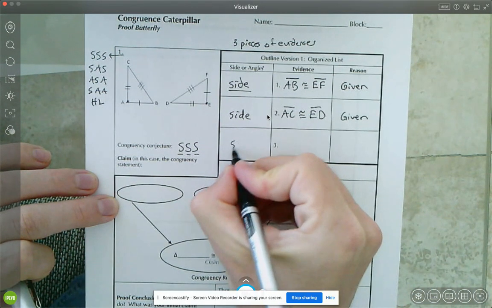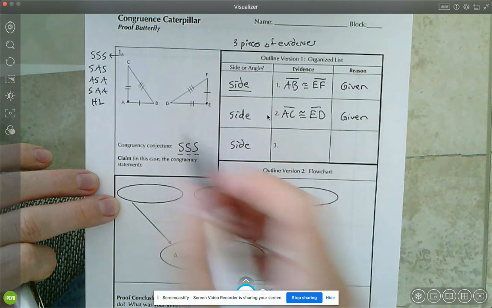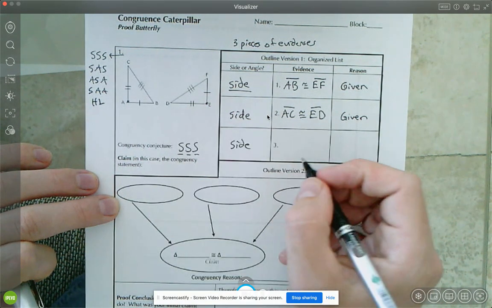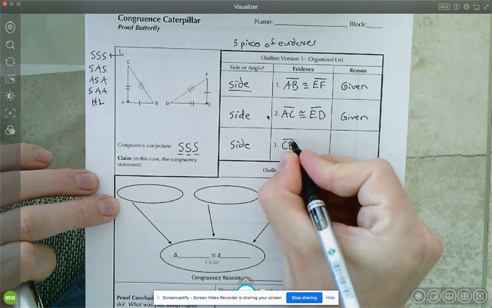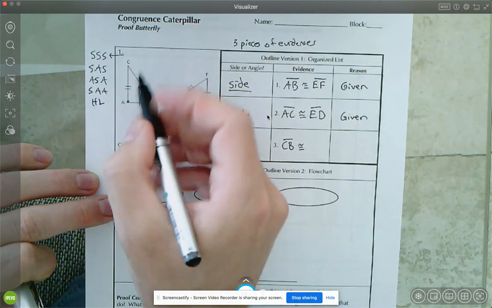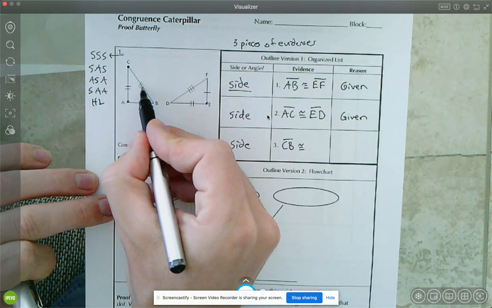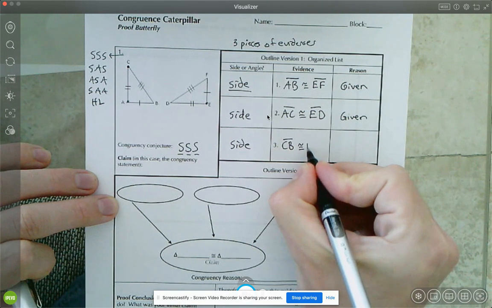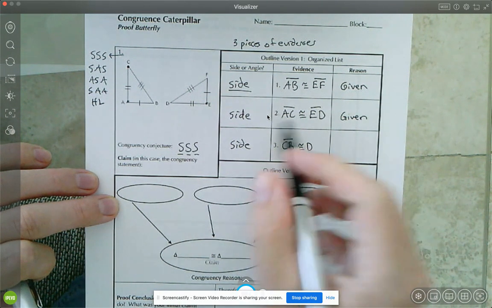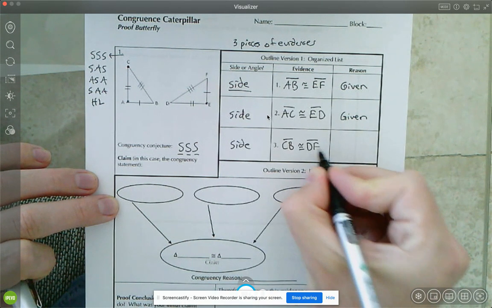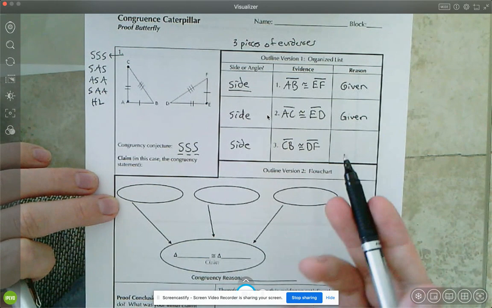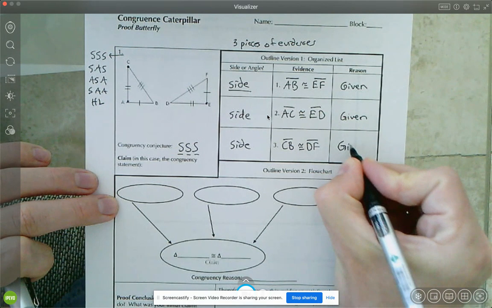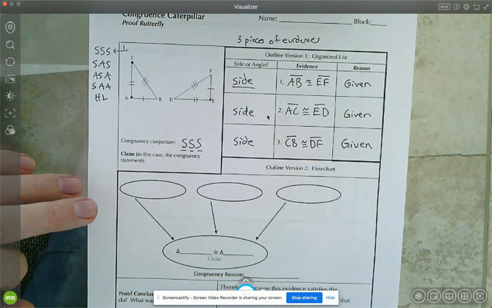Our third piece of evidence is another side. We did the one, we did the two, let's do the three dashes now. I'm going to start with CB, okay? Side CB is congruent to side... now let's see. C is in between the two dash and the three dash, and in between the two dash and the three dash I see a D. So D is the corresponding point. So side DF is congruent to side CB. And why is this true? Again, this is true because it's literally given to us in our diagram. That won't always be the case here. Another given. One version done.